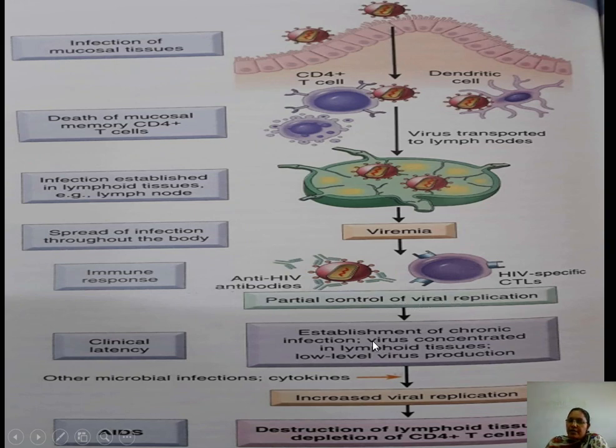So this is the phase of establishment of chronic infection. The virus remains in the host cell genome in a quiescent stage, and there is establishment of the chronic infection. So the virus is concentrated in the lymphoid tissue. There is a low level of virus production. This is the phase of clinical latency. In this phase, the virions may remain for many years, even 7 to 10 years.